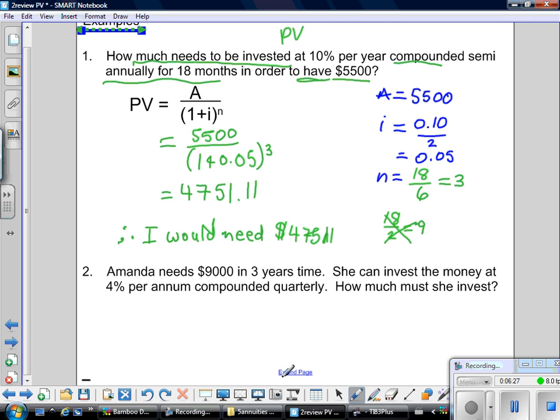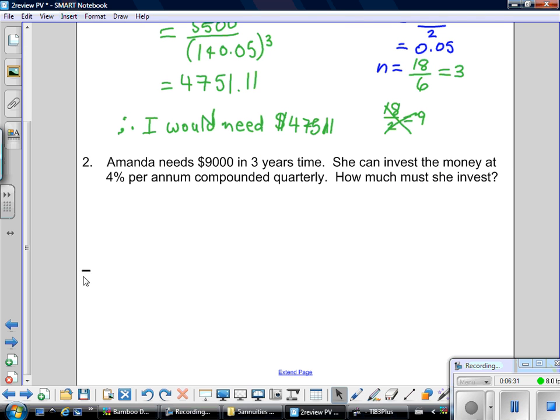Now, the next question is we have Amanda, and Amanda needs $9,000 in 3 years' time. Okay, so she needs that in the future. So that tells me I'm looking at future numbers here in 3 years' time. She can invest the money at 4% per annum, that means per year, compounded quarterly. How much should she invest?